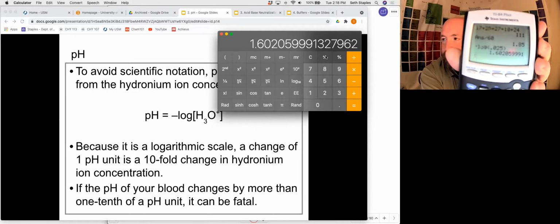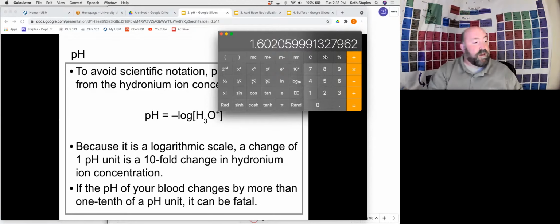And we get our pH of 1.6. So again, it just depends on what type of calculator you're using. Make sure you are using it properly so that you can calculate your pH correctly.